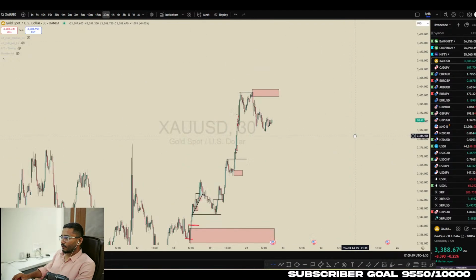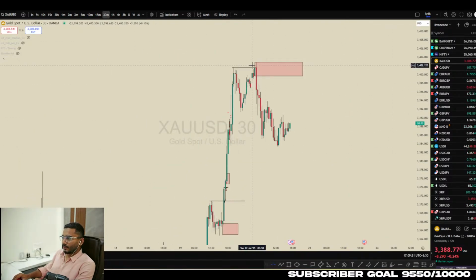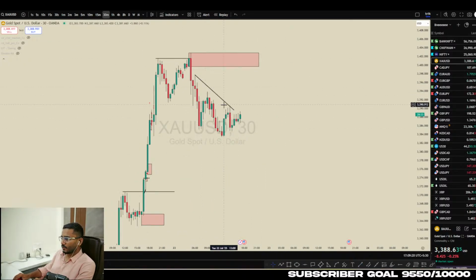So right now, gold, as we can see, price has given us a change of character, and we can see price has created a lot of liquidity over here. So we can expect price to react from this order block to the downside.